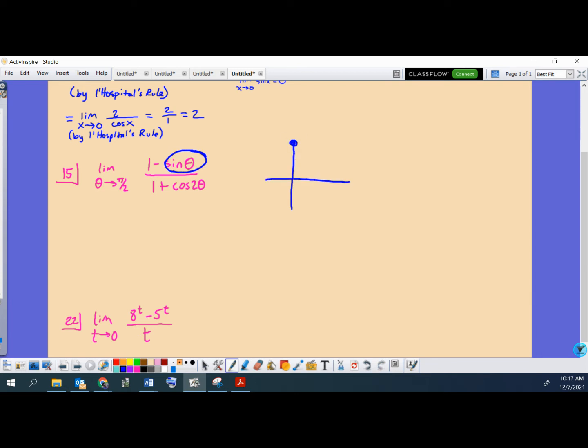The sine value is 1 up there, so that is going to be 0 on top. And then if you plug in pi over 2 here, 2 times pi over 2 is pi, and the cosine of pi is -1, so 1 minus 1 on the bottom as well. So yes, we are going to use L'Hopital's rule.